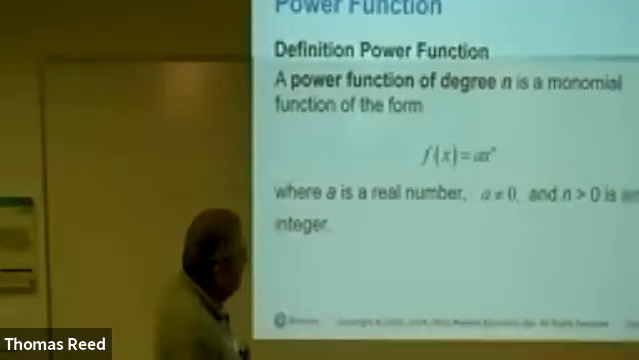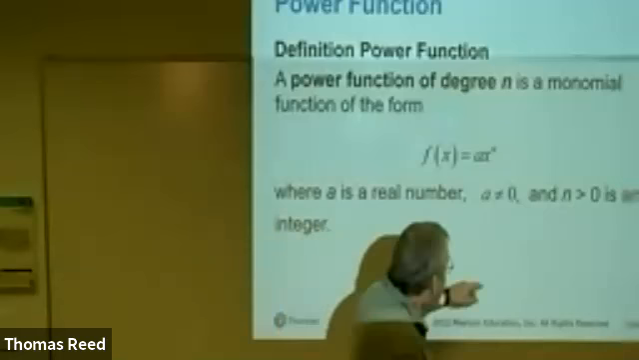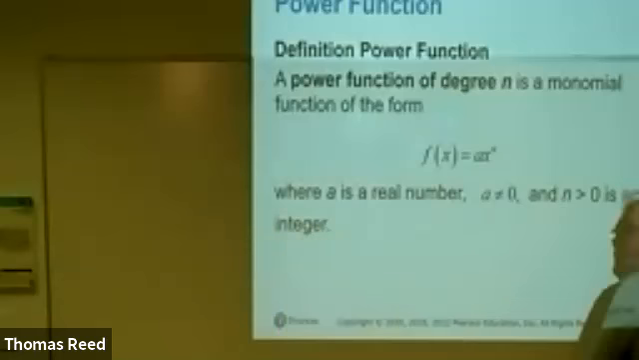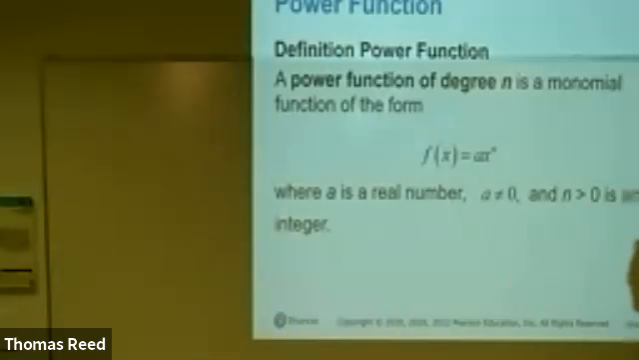Okay. The positive integers are the counting numbers. We also call them the natural numbers. That's why we typically use the letter n here, because we're talking about counting the natural numbers. Okay. So this is the standard form of the power function. It's a monomial, so there's only one term. And there we have it.